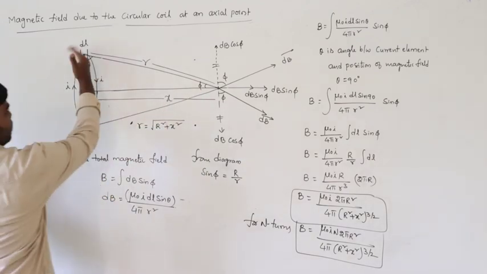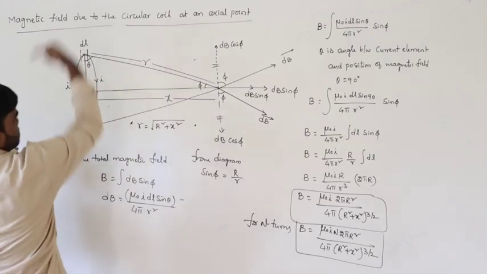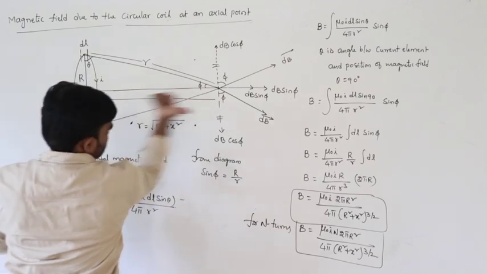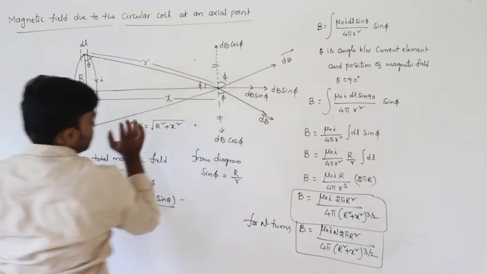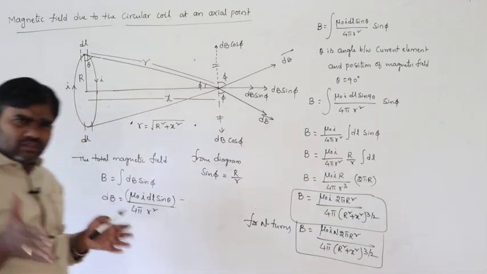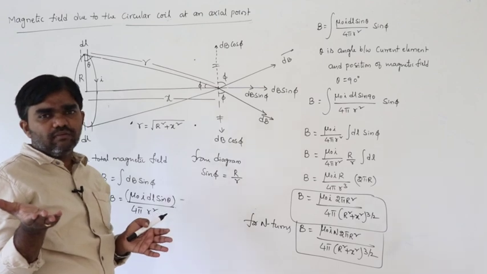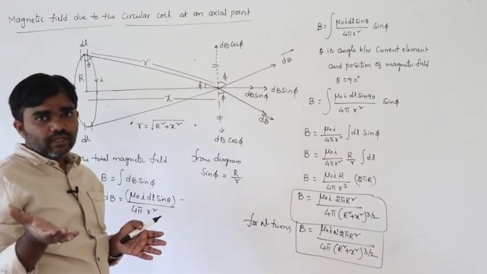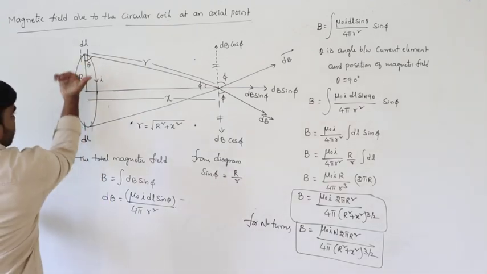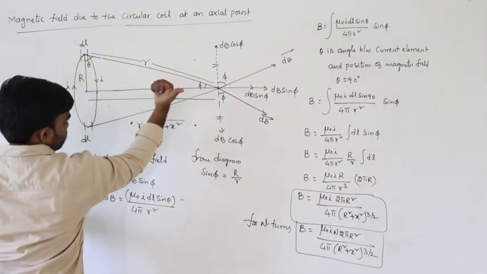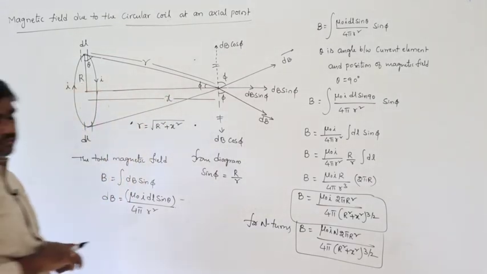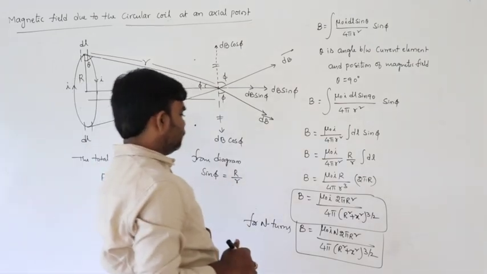If the circular coil is like this and the current is travelling like this, the direction of the magnetic field is in this direction. If the current is travelling the other way, the direction of the magnetic field is like this. We can determine anything with the help of the right hand thumb rule, the direction of the current and the magnetic field. This is the direction of the current, this is the direction of the magnetic field, and so on. So this is the formula.